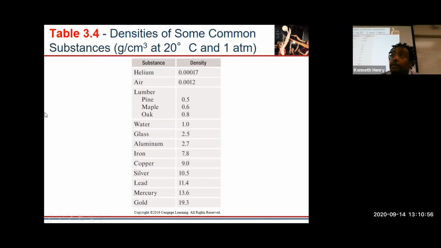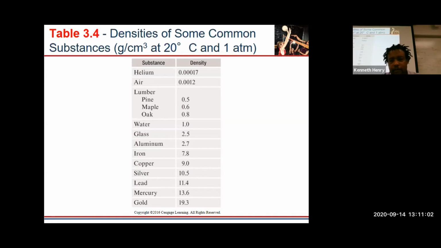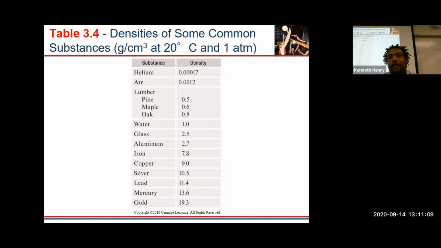Okay, so these are some of the densities, right? And if you look at them, look at the density of helium. Have you seen a helium balloon? So what happens to a helium balloon on a nice sunny day when you let it go?